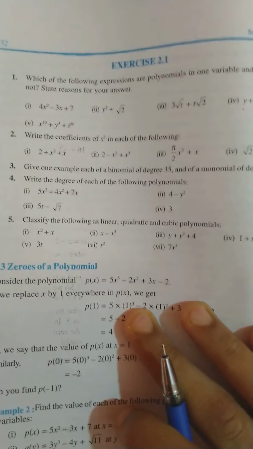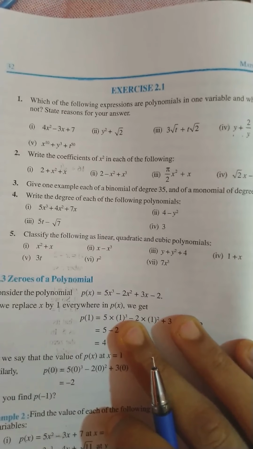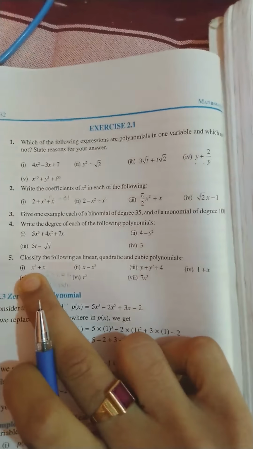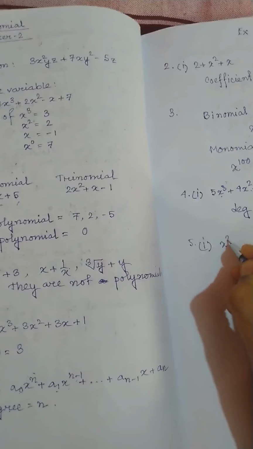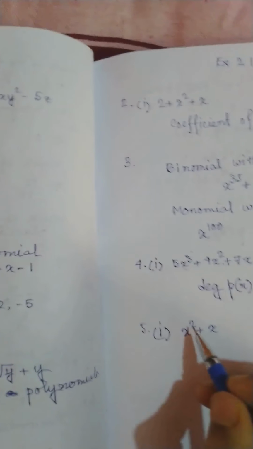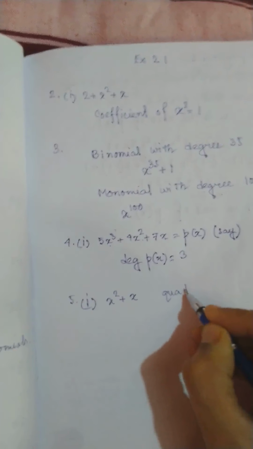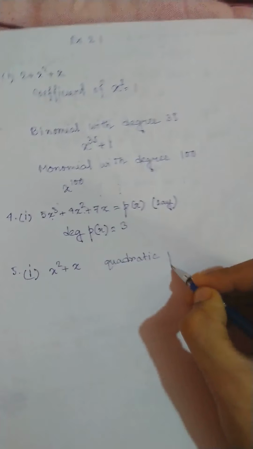Now the fifth question. Classify the following as linear, quadratic and cubic polynomials. So question number 1. x square plus x. See, here the polynomial is a binomial and the highest power is 2. So it is a quadratic polynomial.